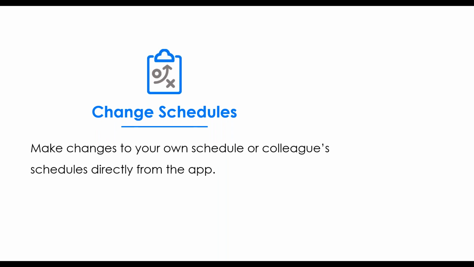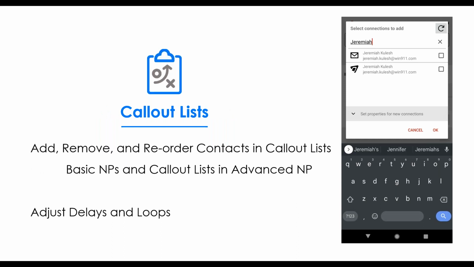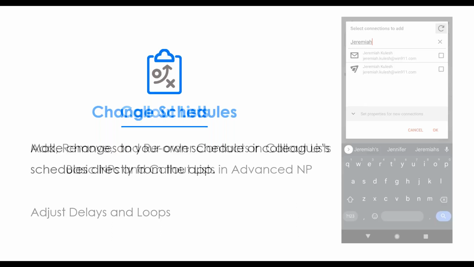So you can do that from the mobile app. You don't have to go to your main Win911 system anymore. So if you're a manager and you want to make changes to your call out list, you can do that directly from the app. This is also a feature that can be turned on and off from the Win911 system. So if there are some people you don't want to be able to make these changes to the call out list, then you can disable it.